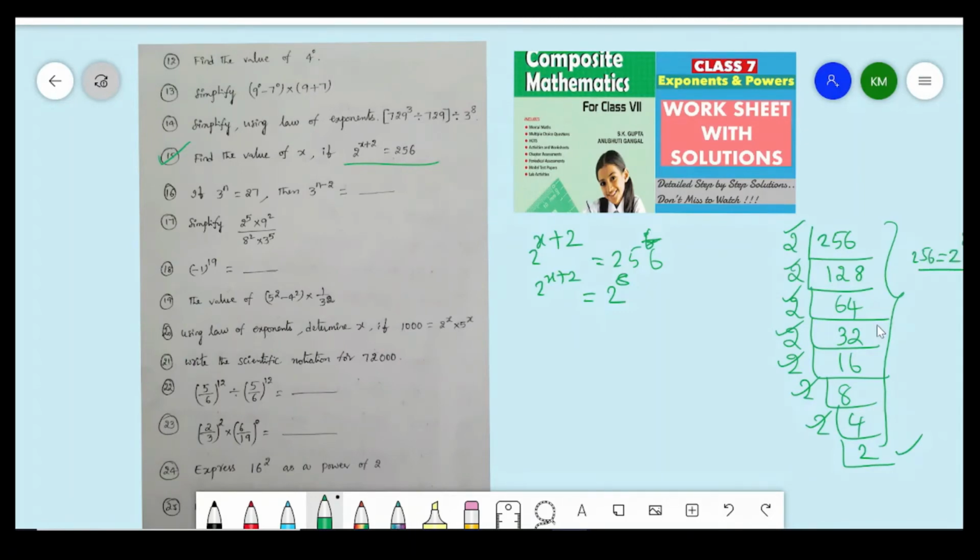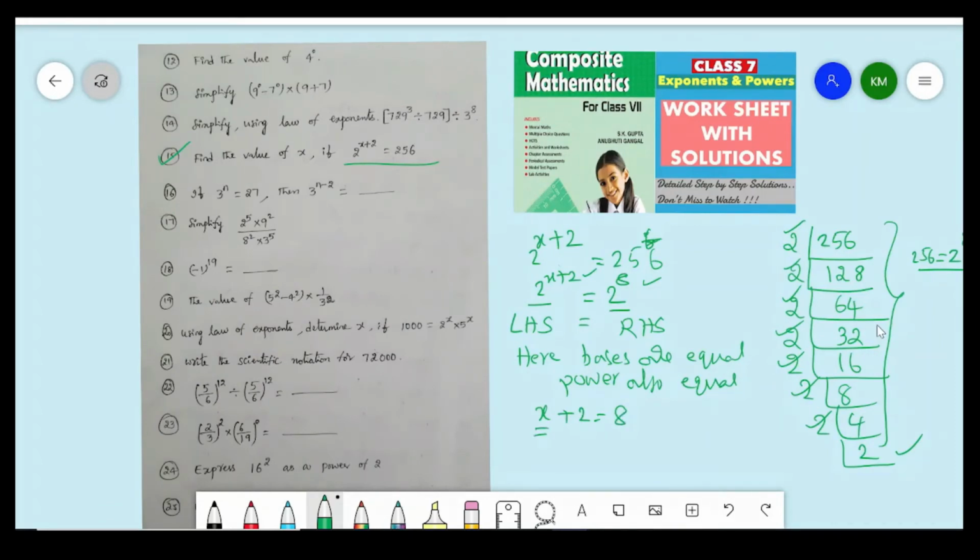Here observe very carefully, base is 2, here base is 2, and what is the power here? x plus 2 is the power on the LHS, and 8 is the power on the RHS. So here there is a rule: if bases are equal, then powers also become equal. So here base is 2, then the powers x plus 2 is equal to 8.